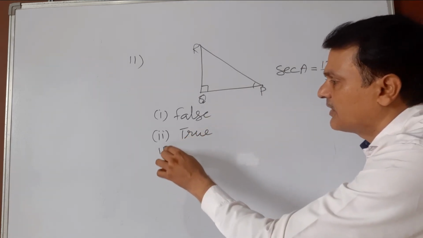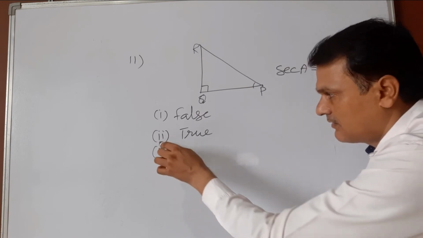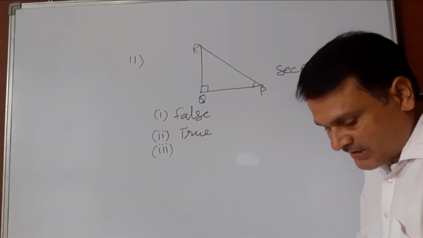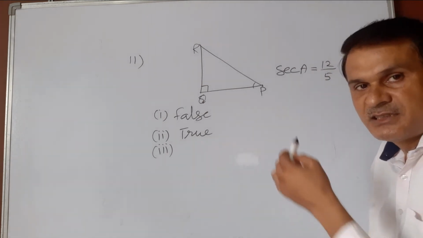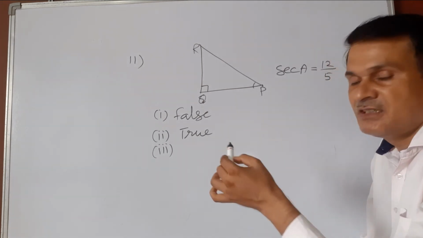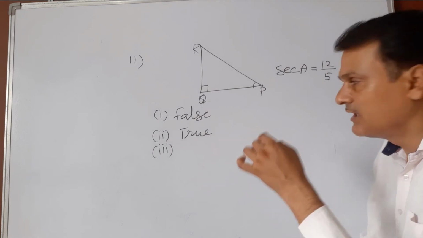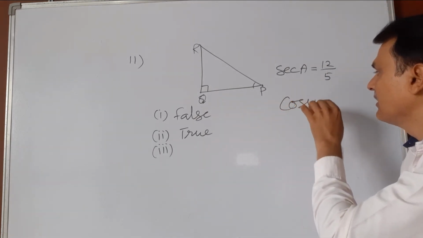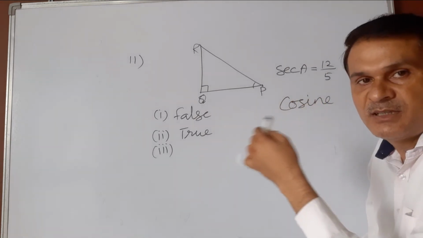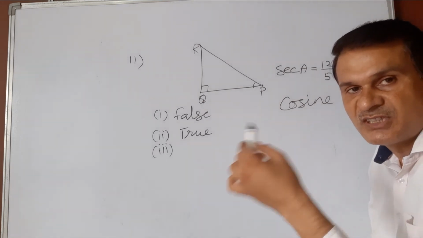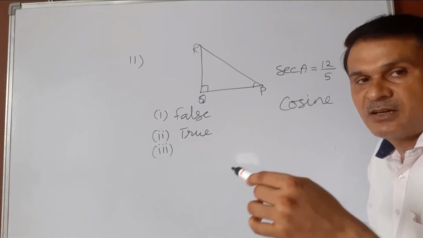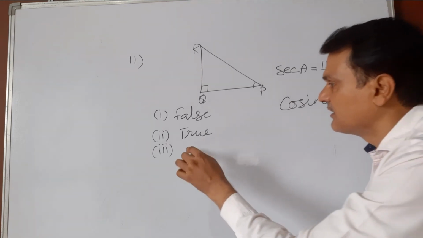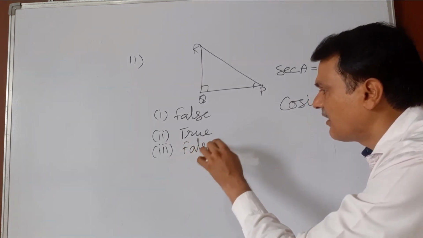And the third part of this says cos is the abbreviation of cosecant of angle A. This is not correct. Cos is the abbreviation of cosine, not cosecant. Cosecant is the abbreviation of cosec. So this statement is false.